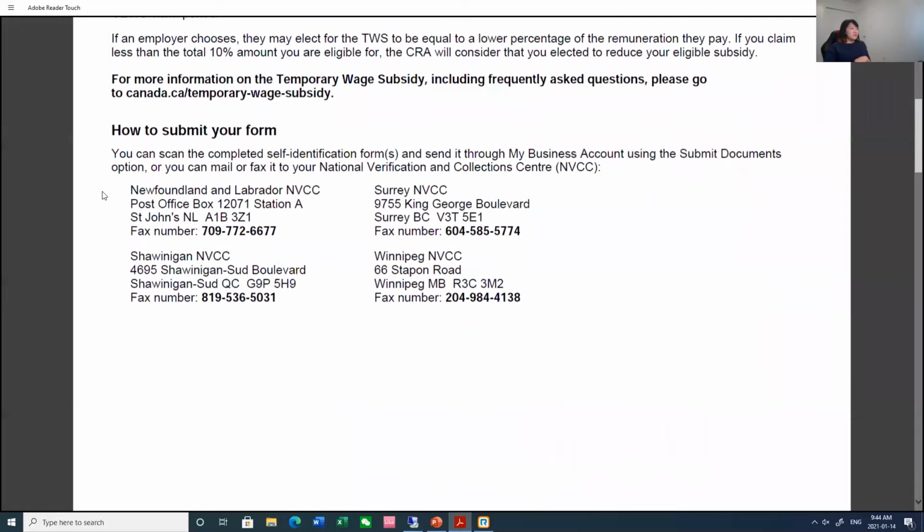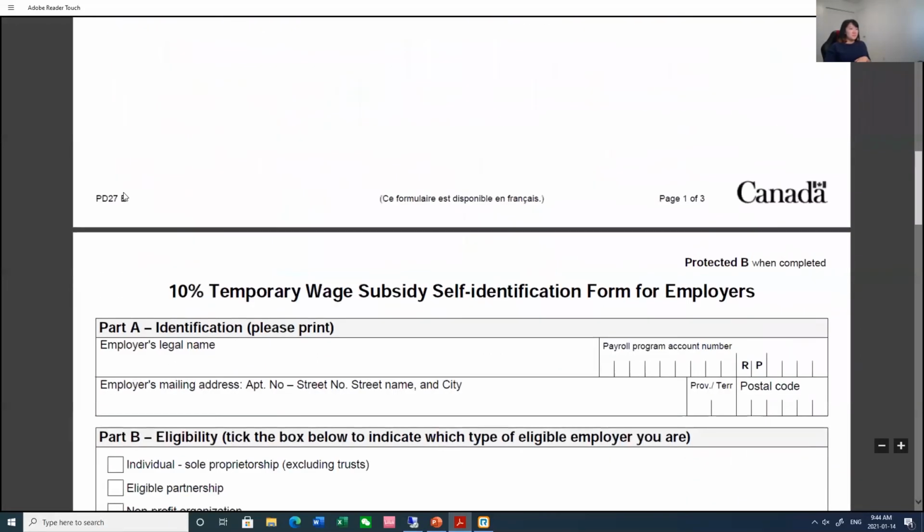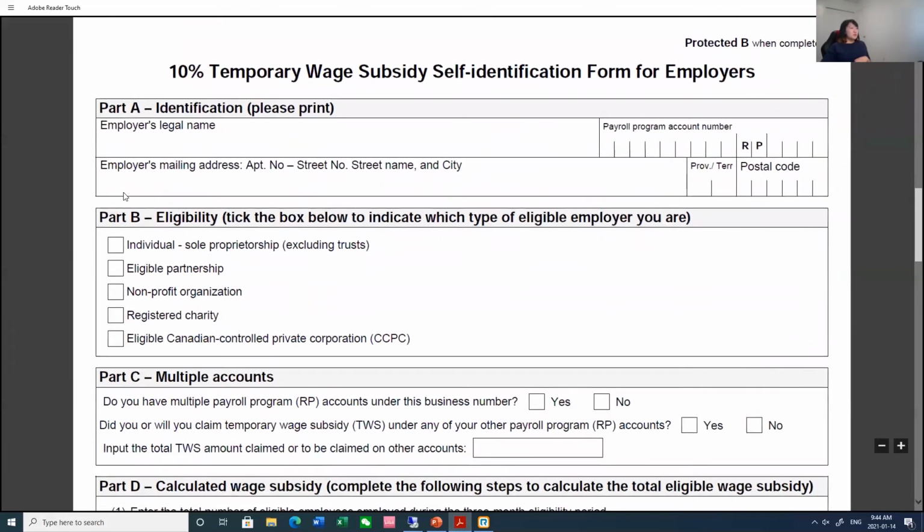As mentioned in our slides, here are the 4 locations where you can mail or fax your PDF documents. Moving on to page 2, this is where we have to do all the filling in. Part 1 is very easy, the usual identification portion where you have to write down the employer's legal name, the payroll program account number, and the employer's mailing address.